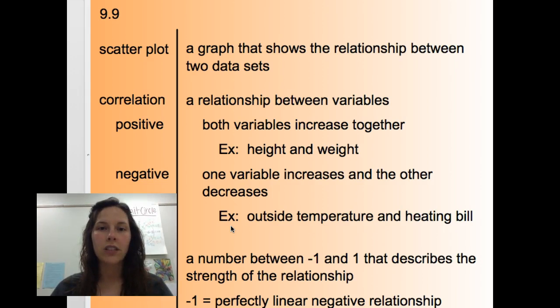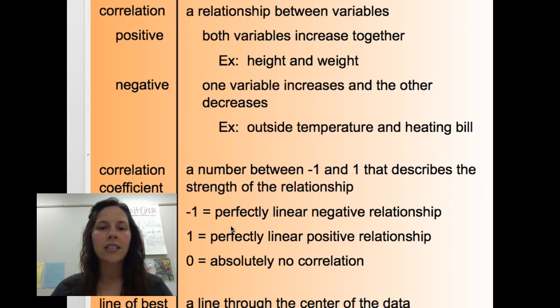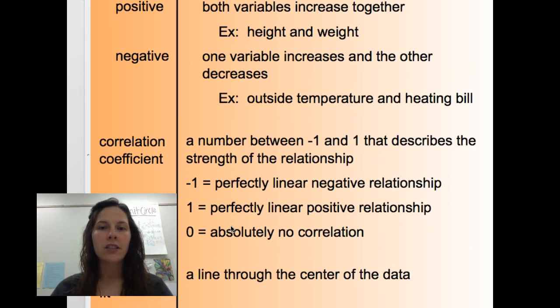They both increase together. Negative correlation is when one variable increases and the other decreases. So for example, the hotter it gets outside, the lower your heating bill is. That would be an example of negative correlation.